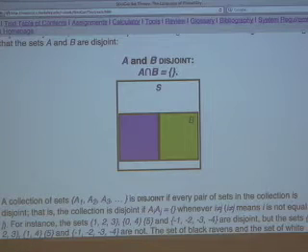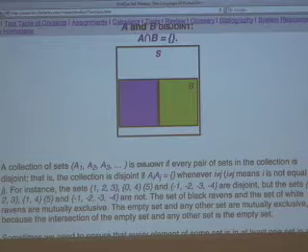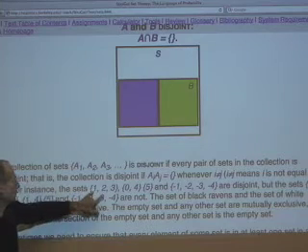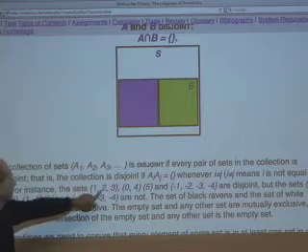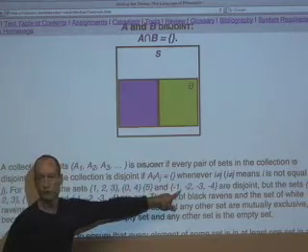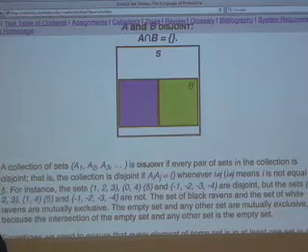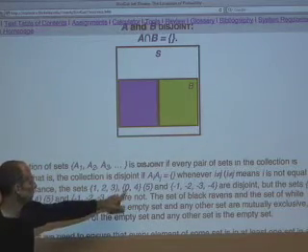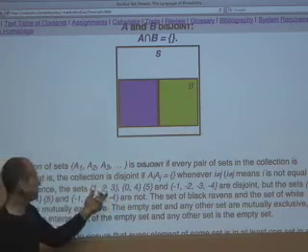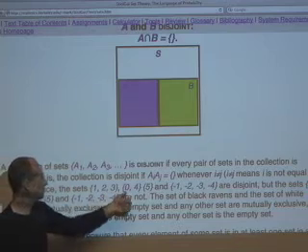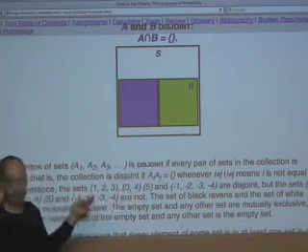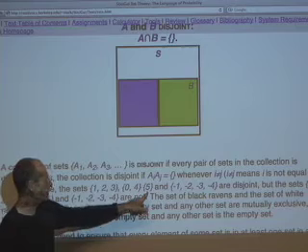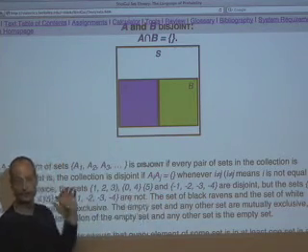For instance, I fixed the typos this morning, but didn't upload the file yet. There should be commas here. So here's a list of four sets: A1, A2, A3, and A4. This collection of sets is disjoint. This set has the elements 1, 2, and 3. Are those elements in any of these other sets? No. So if I take the intersection of this one with any of the others, I get the empty set. This one has the elements 0 and 4. Are those elements shared by any other set? No. So if I take the intersection of A2 and any of the others, I get the empty set. Similarly, the intersection of A3 and any of the others is empty, and the intersection of A4 and any of the others is empty. So this is a disjoint collection of sets.